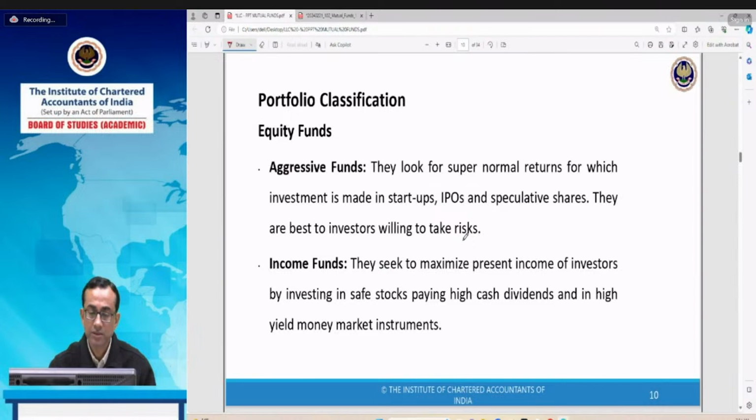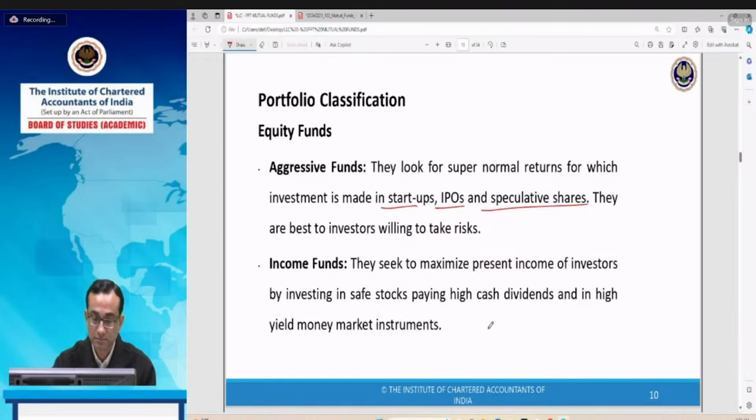Another part of the equity funds are aggressive funds. Aggressive funds, as the name suggests, invest in those companies which are risky but can generate higher income in the future. Those companies can be startup companies which have come out in IPOs, and speculative shares. So aggressive funds are basically for risky investors who are willing to take more risk.